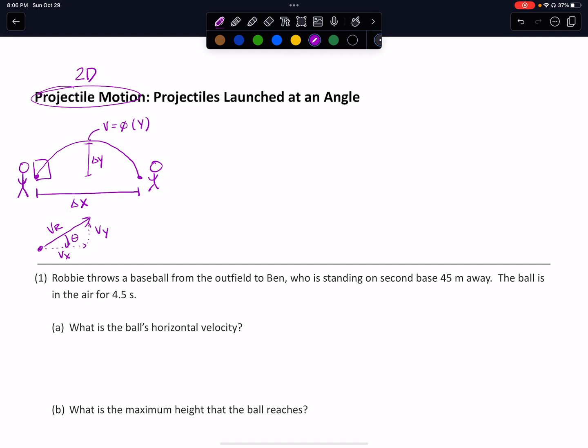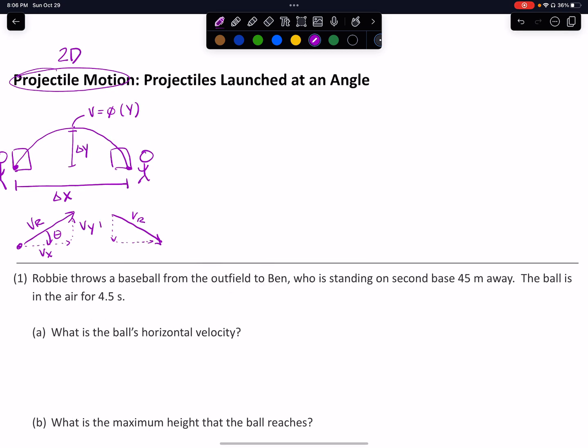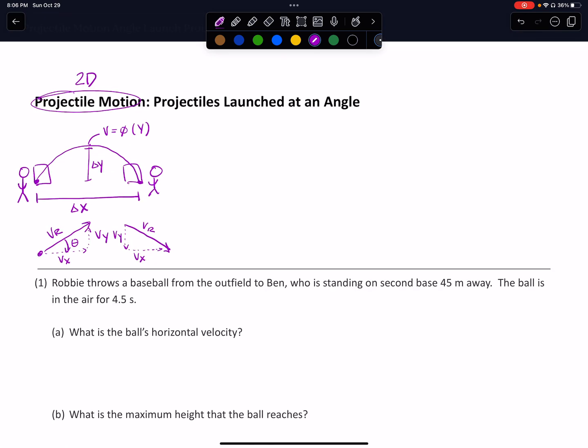We could do the same thing on the other side where the ball is coming back down. Again, we'll have some resultant velocity, and that can be split into its two components, the vertical velocity and the horizontal. Now one thing to keep in mind: there is vertical and horizontal motion throughout.